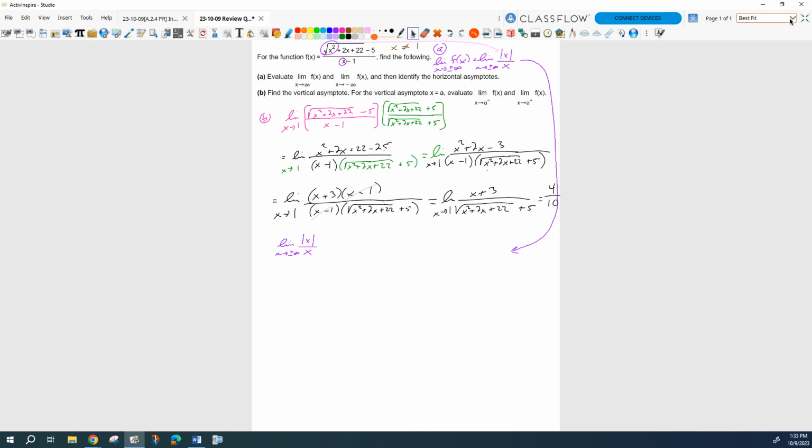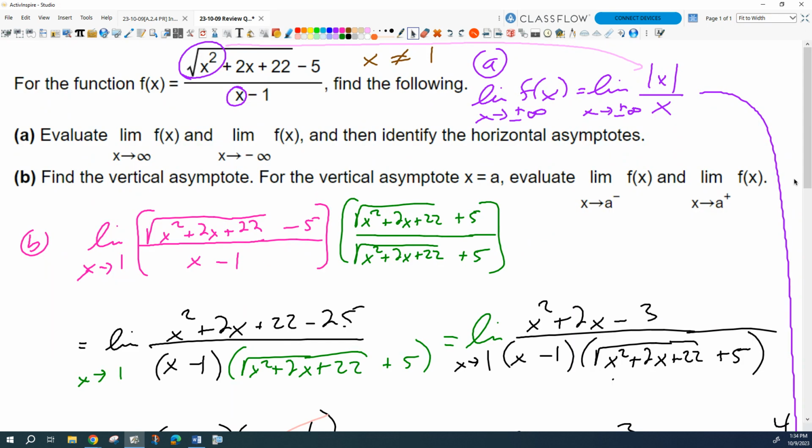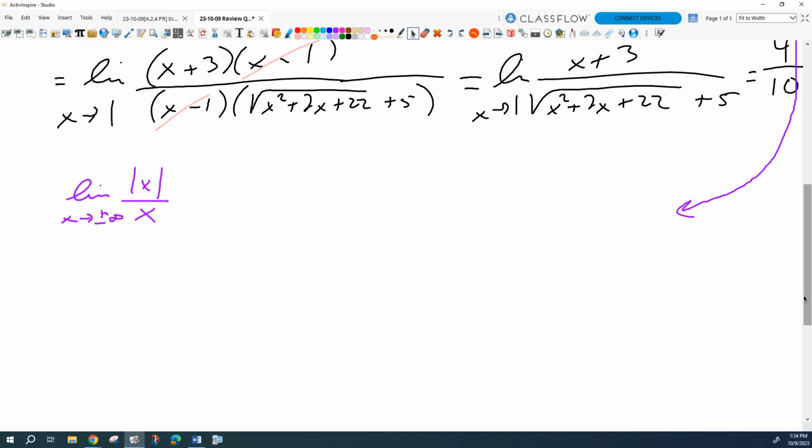Okay, so now let's look at this. Let's analyze this. Okay, so this is weird, right? I've got the limit of the absolute value of x over x as x approaches plus or minus infinity. Let's take this one step at a time because we really need to consider both of those separately. So what if we're approaching positive infinity?